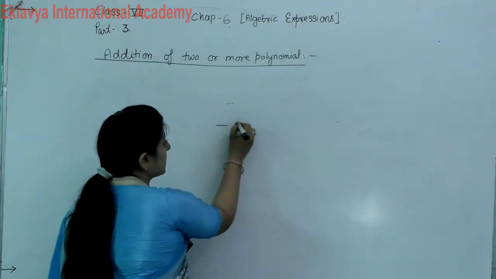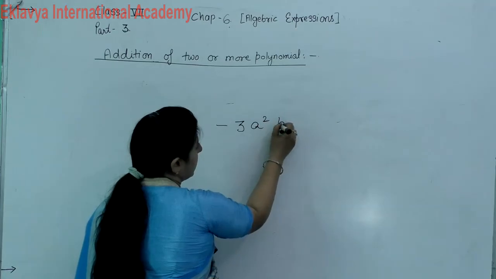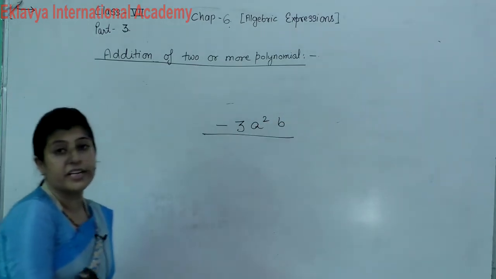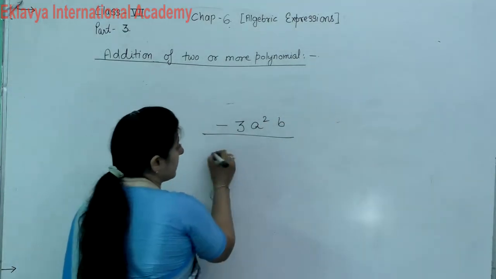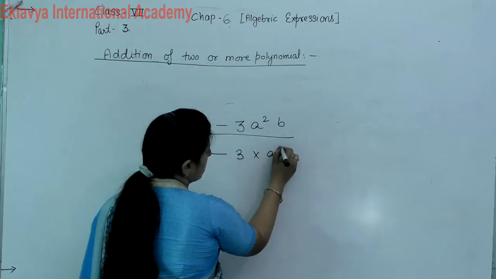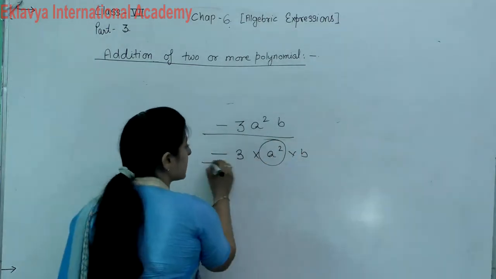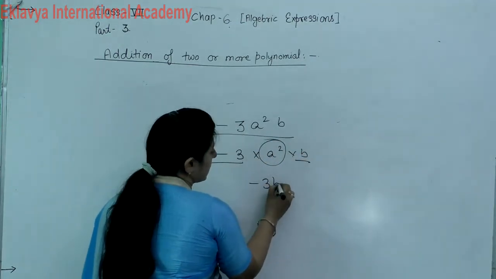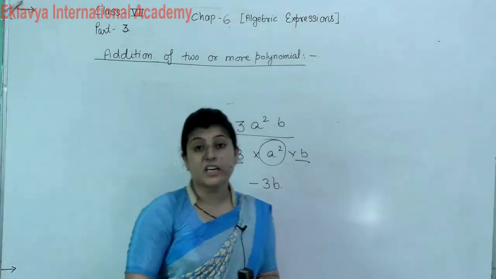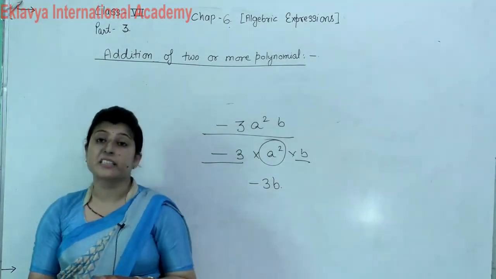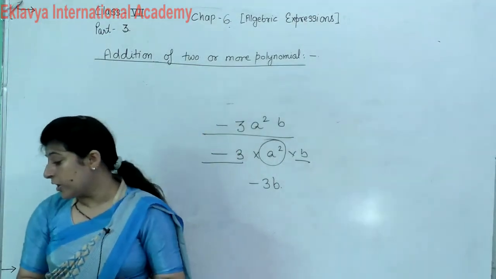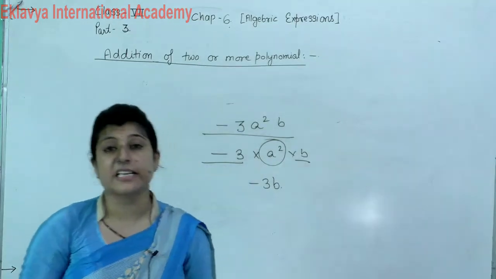If written like this, minus 3a square b, what is the coefficient of a square? Then minus 3 into a square into b. Leave the a square and see, minus 3 into b, that is minus 3b. What is the coefficient of a square? Minus 3b. Yes student, now your exercise 6B is complete.